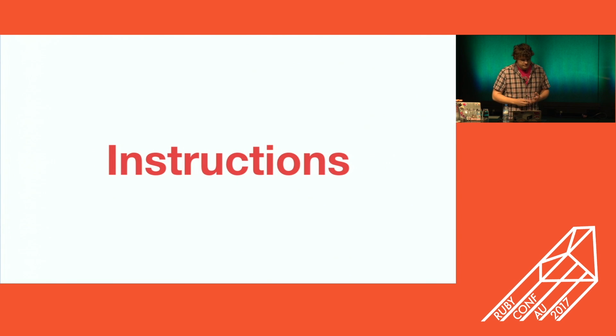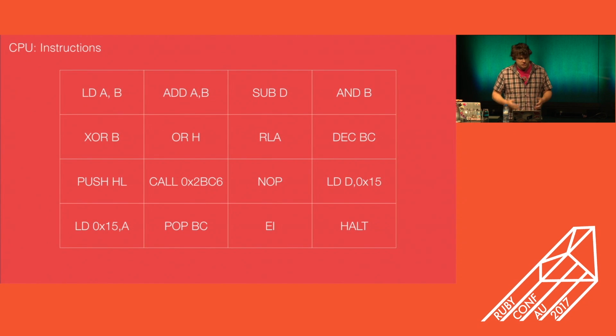So the next important thing about the CPU are the instructions. These are the actual operations that the CPU will perform. Things like mathematical arithmetic, such as addition, subtraction, and rotating bits. The Game Boy has 256 instructions. This is a very small subset. A lot of the other instructions are just slight variations of the ones you see on screen that will use different registers and such.